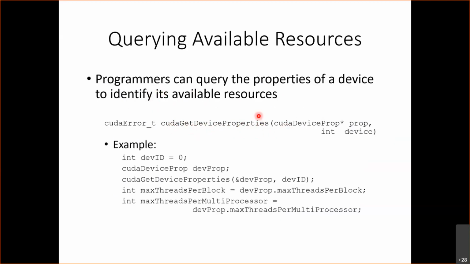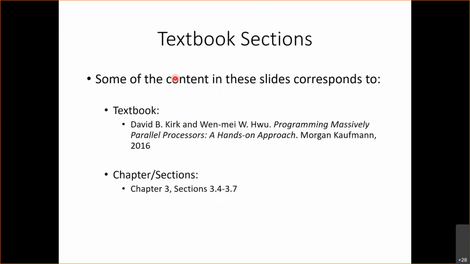This here is example code on how to do this. I'm not going to get into it, but you're welcome to review it on your own. For example, here we can query the max threads per block, and we can query the max threads per multiprocessor. You can read more about what we covered today in chapter 3 of the textbook. And that's all for today. Anybody have any final questions?